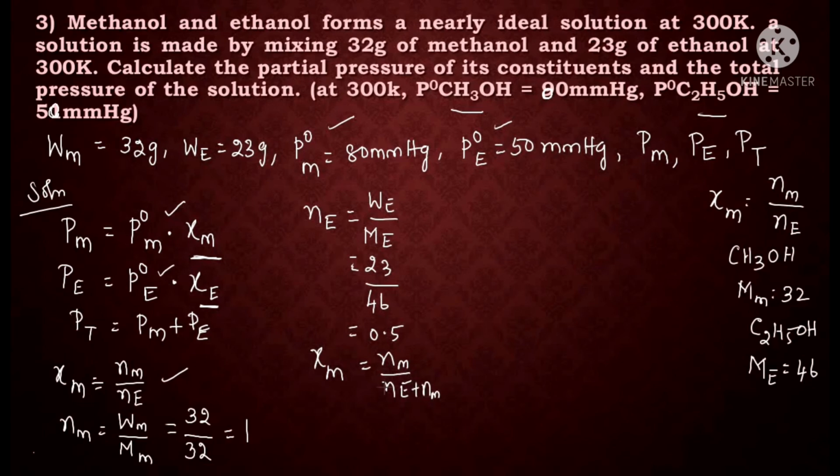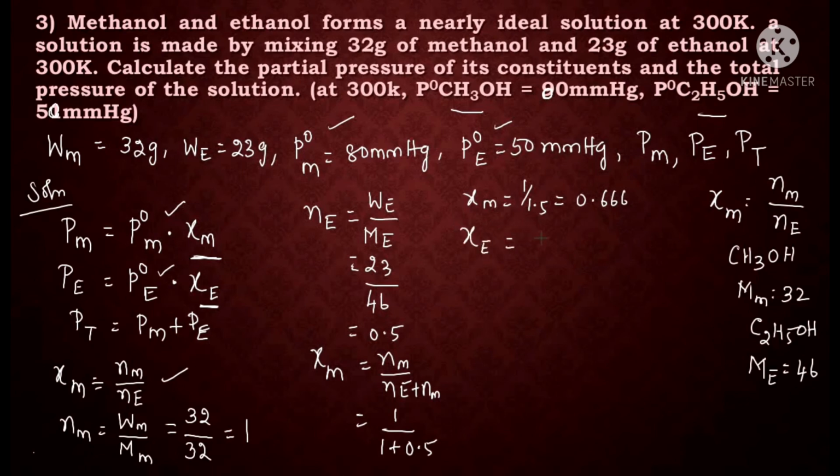So the formula is the number of moles of the solute divided by the number of moles of solute plus solvent. Both components you should give in the denominator. So Xm is equal to Nm divided by Nm plus Ne. Nm is 1, and Ne is 0.5. So Xm is equal to 1 by 1.5, that is equal to 0.666. Okay, likewise you want to calculate for Xe also.